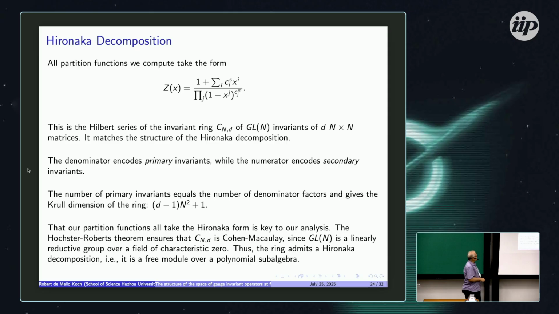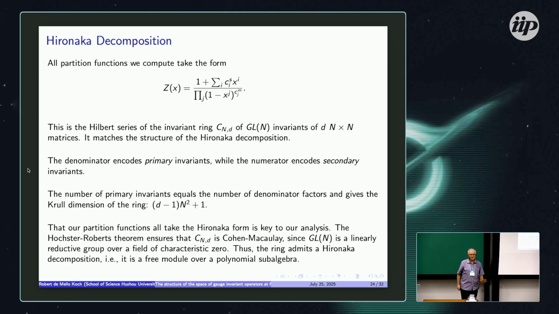Mathematicians have calculated the number of primary invariants. It's given by what's called the Krull dimension of the ring, and that's 1 plus d minus 1 times n squared. So we know exactly how many primary invariants there are. But mathematicians have not calculated the number of secondary invariants. The last theorem on secondary invariants of any sort of significance was by Hilbert, and it was really just a statement of an algorithm to determine them, which was basically equivalent to the definition. So we know very, very little about the secondary invariants.